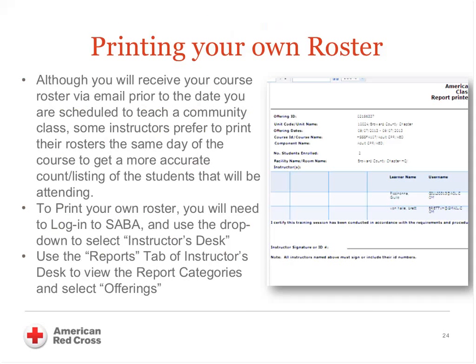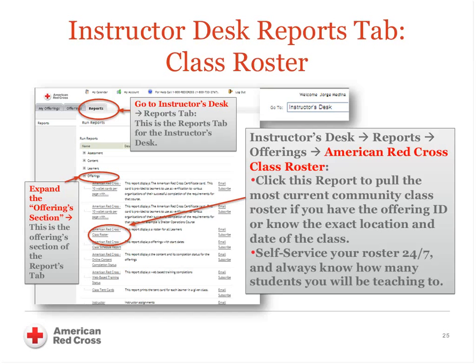Now, if you do need to print your own roster, although you'll receive your course roster through email before the date you're scheduled to teach a community class, some instructors will print the rosters the day of the course to get a more accurate listing of the students that will be attending. To print your own roster, you'll need to log back into Saba, use the drop-down box again to select Instructor's Desk, and then click on the Reports tab of Instructor's Desk to view the report categories and select Offerings. Within those offerings, you'll click this report to pull the most current community class roster if you have the offering ID number or you know the exact location and date of the class. You can self-service your roster 24 hours a day, 7 days a week, and you'll always know how many students you'll be instructing.